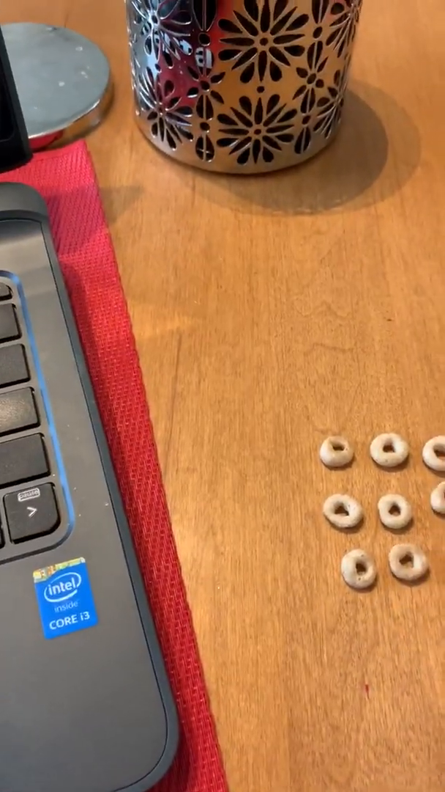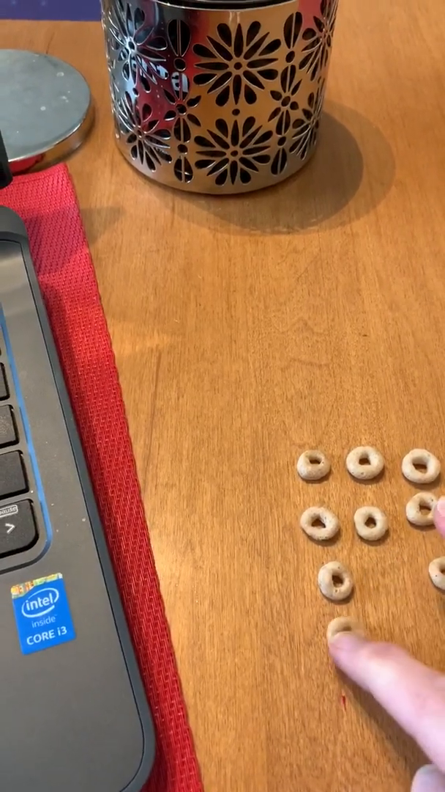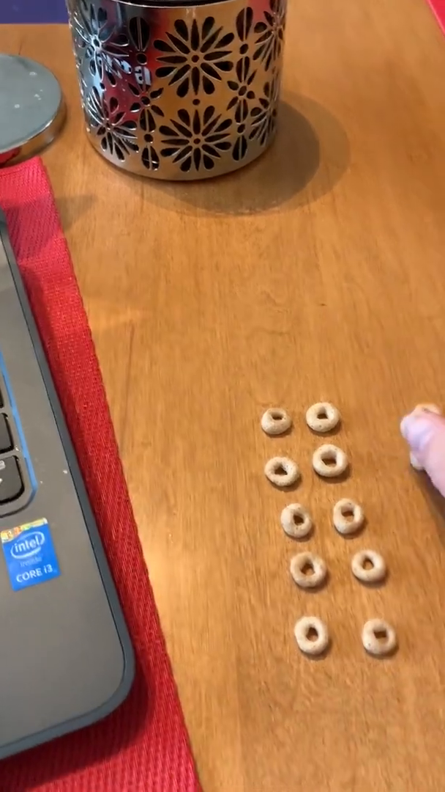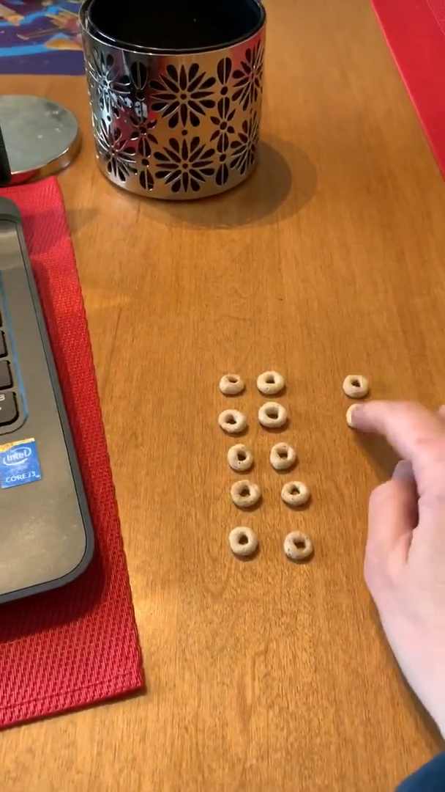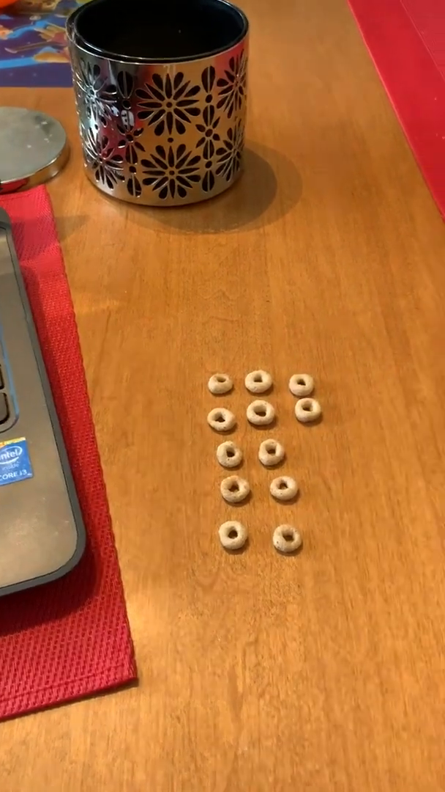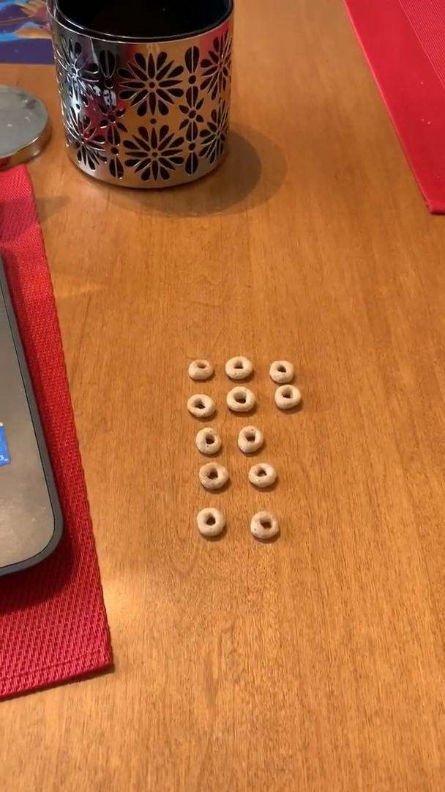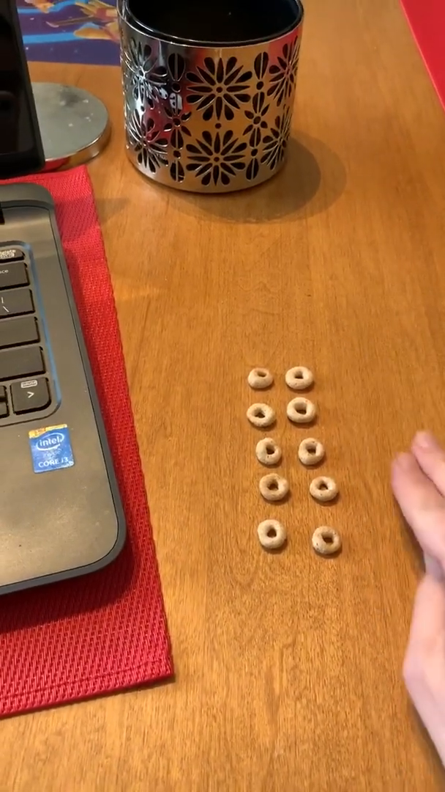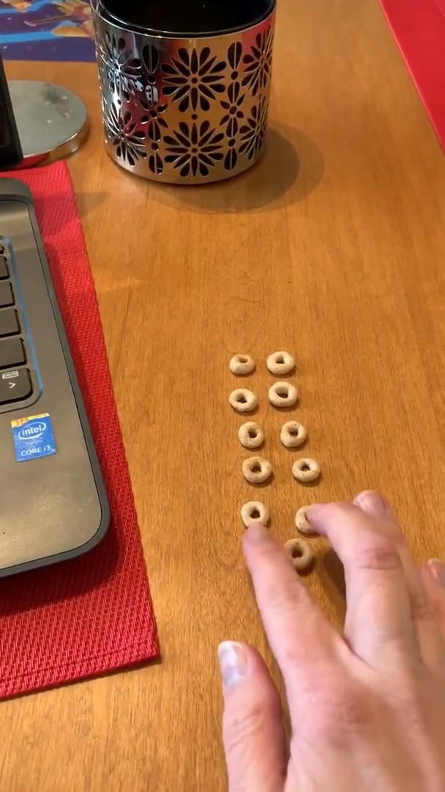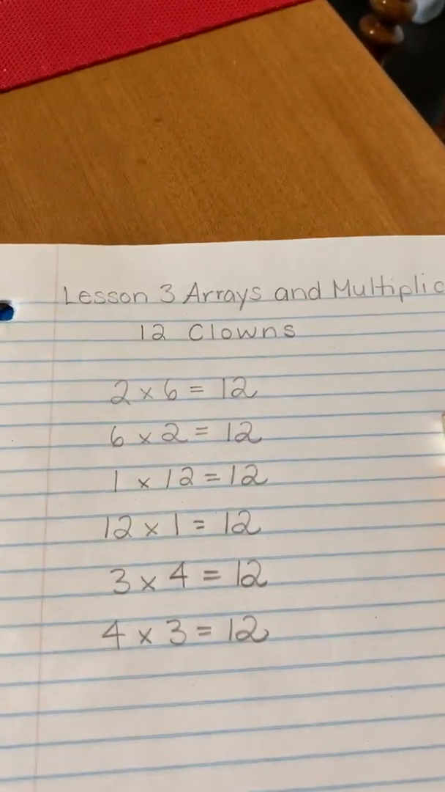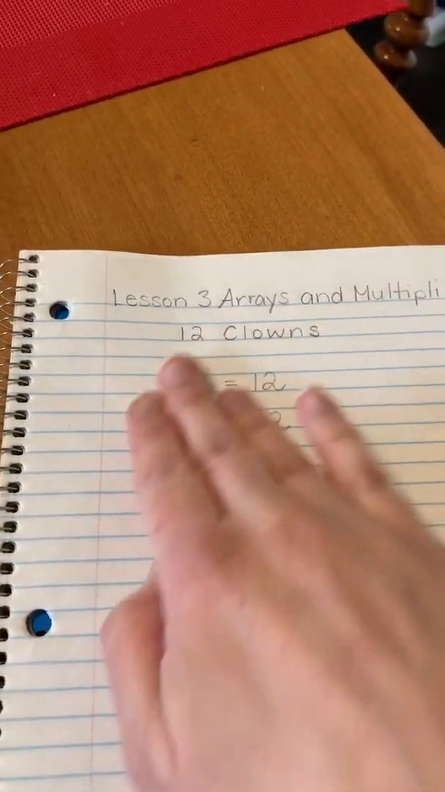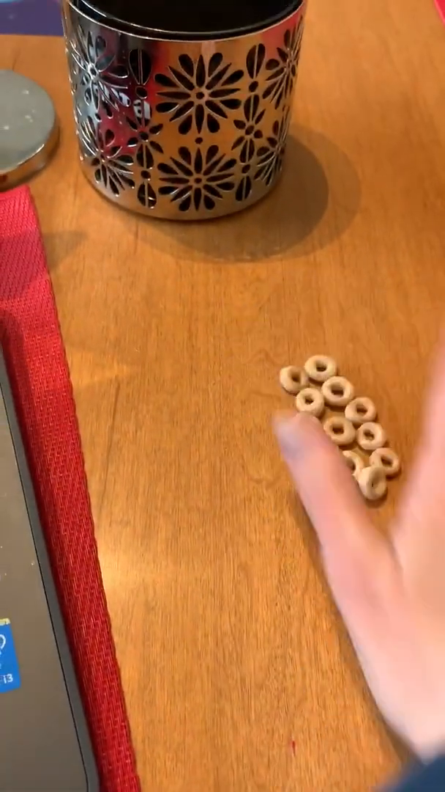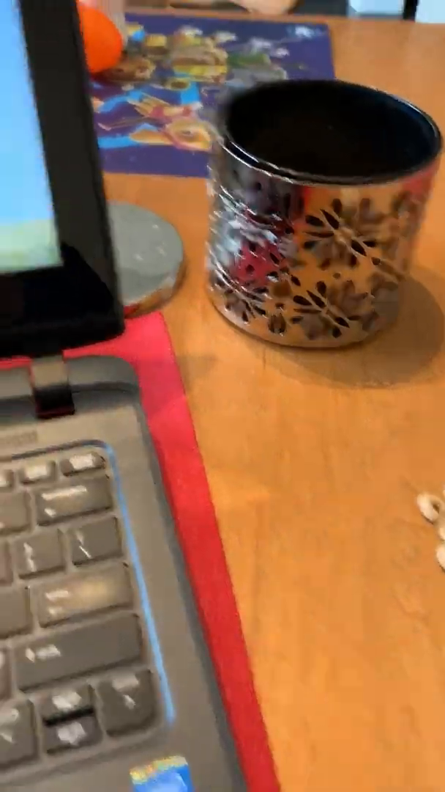Now let's see if I can get 5 rows in. 1, 2, 3, 4, 5. Okay. Oh, I can't do it. I have 2 extra. They're not equal rows. So I can't use 5. And going back to 6, I can do, but I already have that one listed. So I've come up with all the arrays that I possibly can for my 12 clowns.